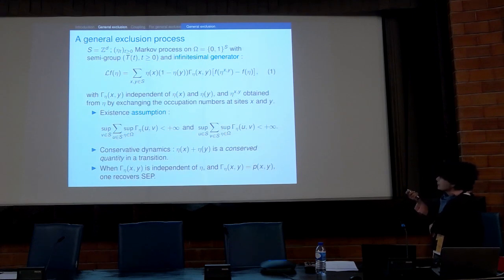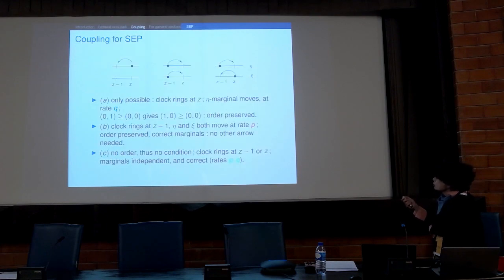And if gamma eta reduces to pxy, then we are back to simple exclusion. So for this type of model, we look for what happens. So let's go back to simple exclusion again. How does attractiveness work? It works through something called basic coupling.